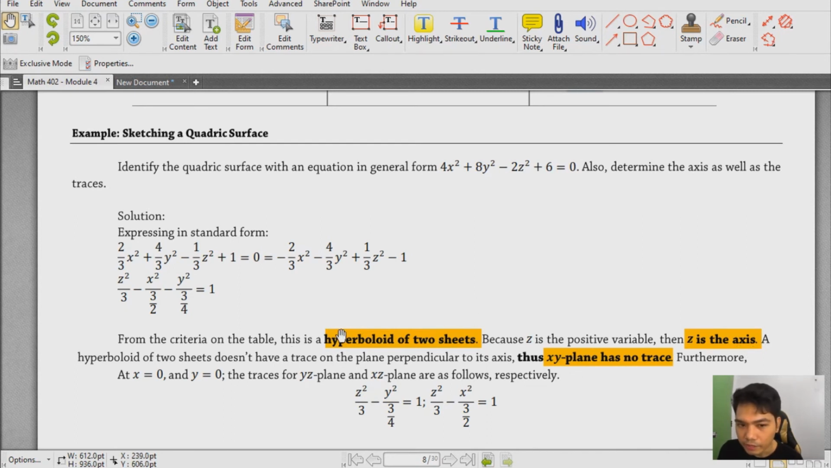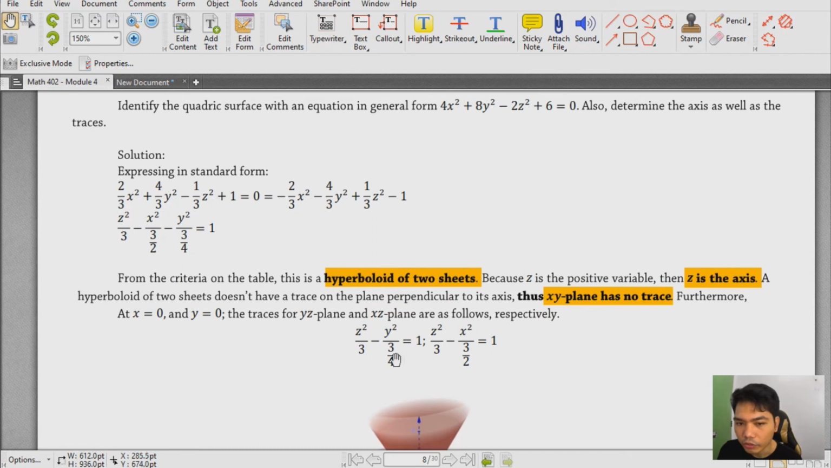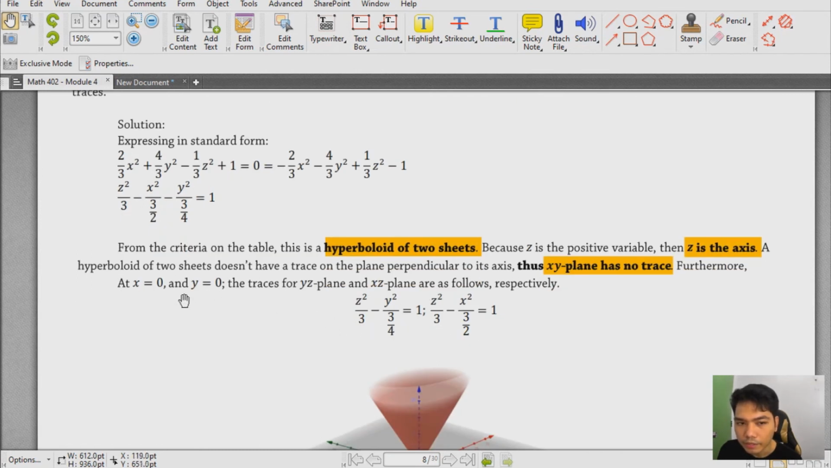And then, for our traces in this case, the xy plane has no trace because we know this is a hyperboloid of 2 sheets. You can get the traces by setting x equal to 0 and y equal to 0. When we set x equal to 0, what comes out is z squared over 3 minus y squared over 3 over 4, which is equal to 1. So that is your first trace.